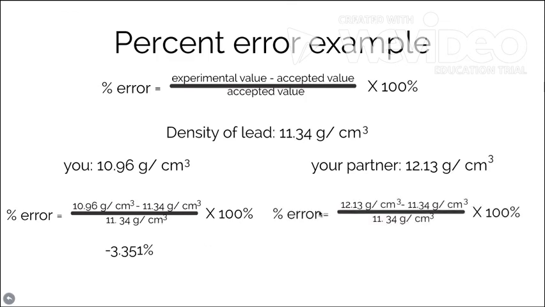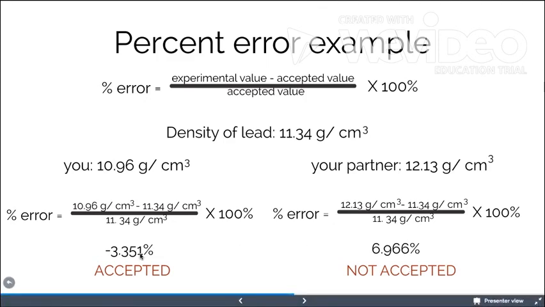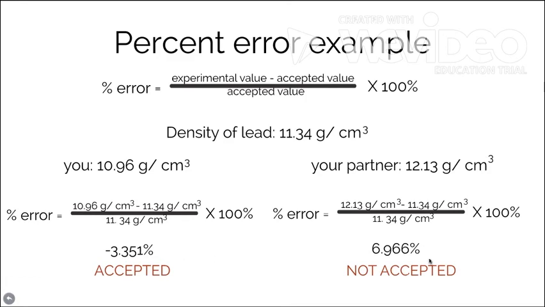All right, well, it's not too bad, but let's see how your partner did. So if we do the same thing and we just plug in their density for the experimental value and subtract that same accepted value of lead, you run through the calculation again and you get 6.966%. So this means that your partner was almost 7% over the target that they wanted to hit. And so now remember that you want to keep your percent errors to be less than 5%. So for you, you got a good enough answer. You don't need to change anything. But your partner, almost 7%, that's outside of our acceptable range. So your partner's answer would not be accepted.